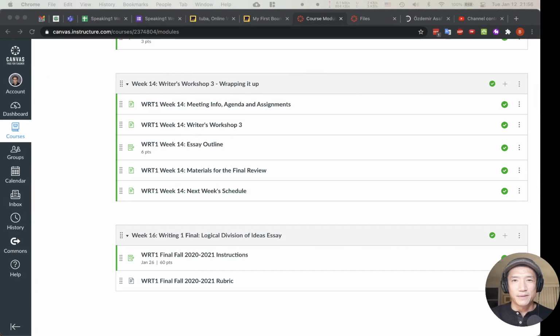Hi guys, this is Bob, and I'll be talking to you today about the Writing 1 final for fall 2020-2021, and this is the rubric that I'll be using to grade your assignment.